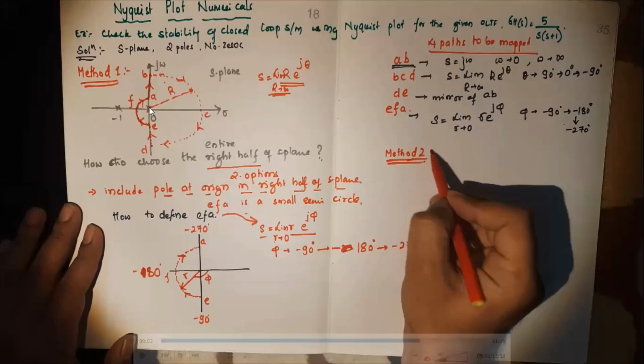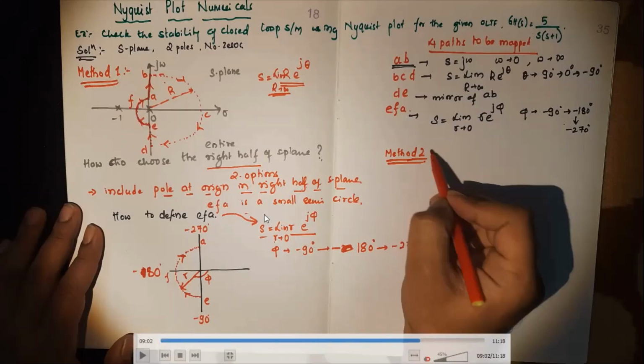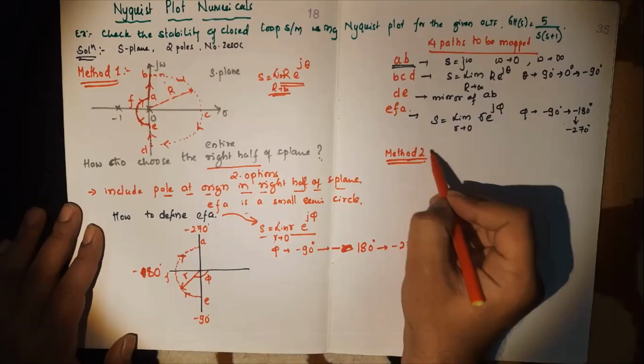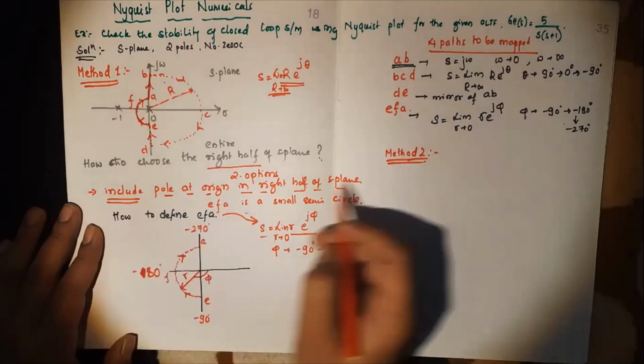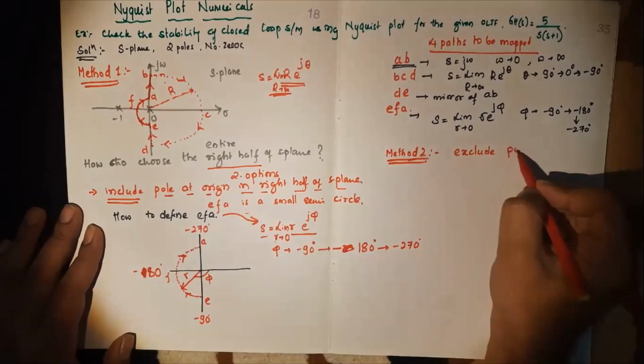But here we have a pole at origin, and even if there is a zero at origin, the same method one will be followed. So when we have a pole or zero at origin, we need to make a selection, whether to include it in the right half or to exclude it from the right half. In the first method, we include it in the right half of the plane by defining EFA in this fashion, that is minus 90, 0, plus 90. When we define our S plane this way, it means we are including it in the right half of the entire S plane.